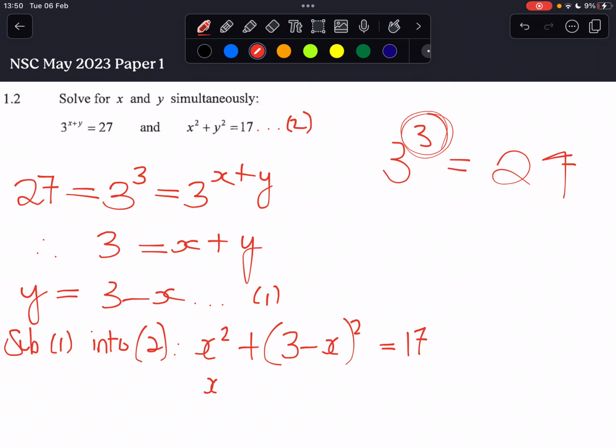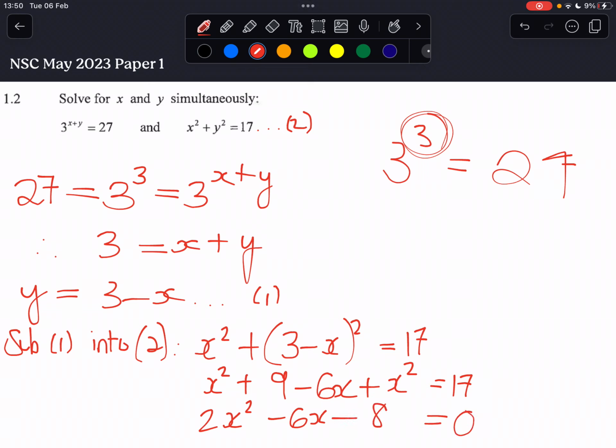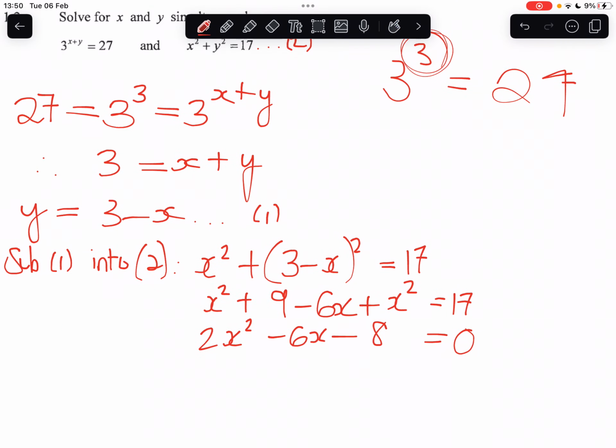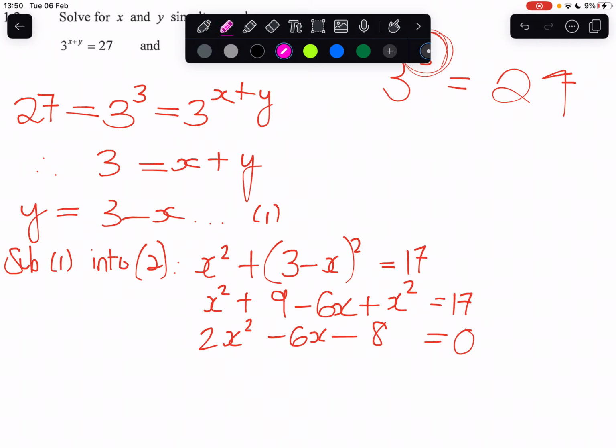We're told that that is equal to 17. So you've got x squared, let's expand it. And then we've got 2x squared minus 6x, and I'm going to minus 17 from both sides, which leaves us with negative 8. Okay, this is quite nice because I can see that there's a common factor of 2. So I'm going to divide by 2 on both sides. That's going to give us x squared minus 3x minus 4 is equal to 0.